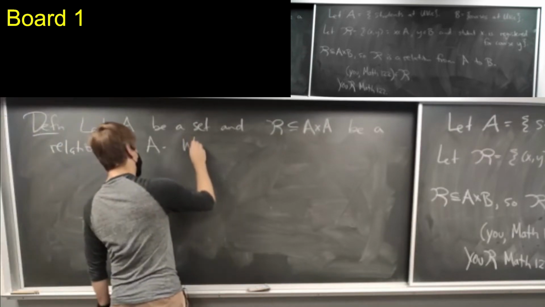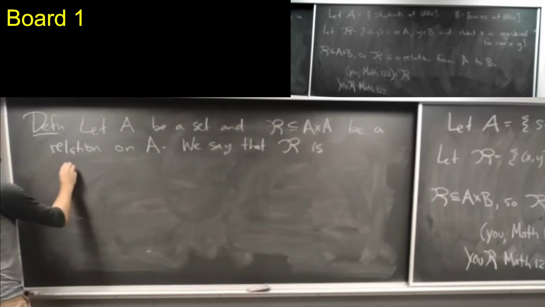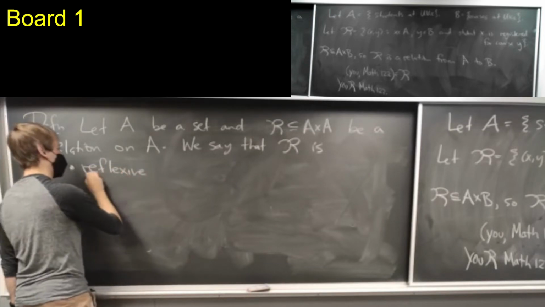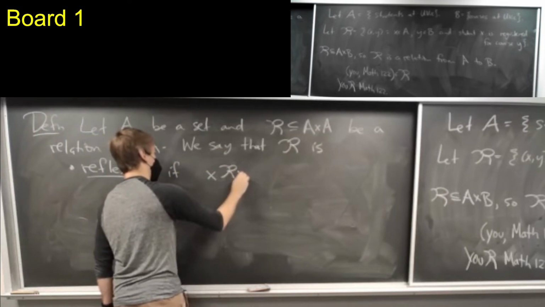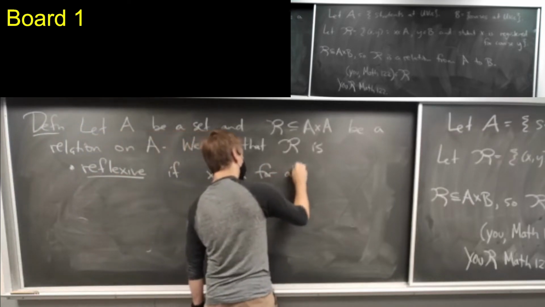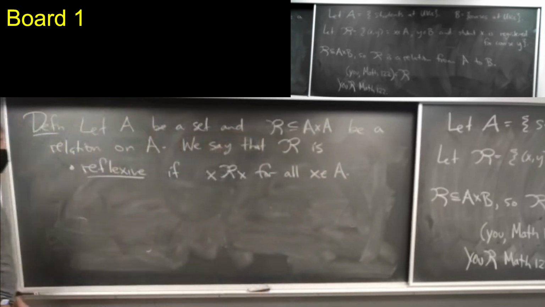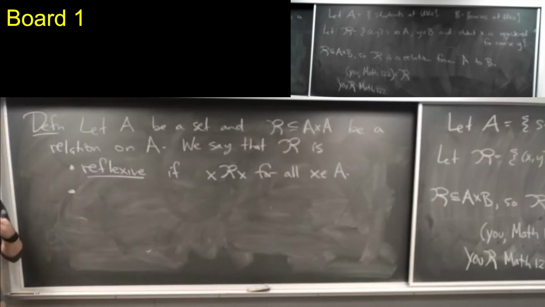So we say that R is reflexive if X is related to X for all X in A. So it's reflexive if every element of A is related to itself. For example, if you take the subset relation, every set is a subset of itself, so that would be reflexive.